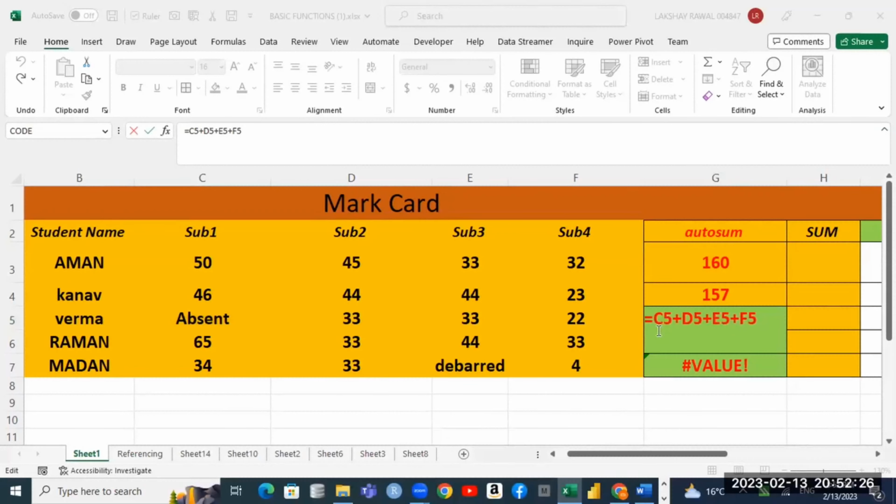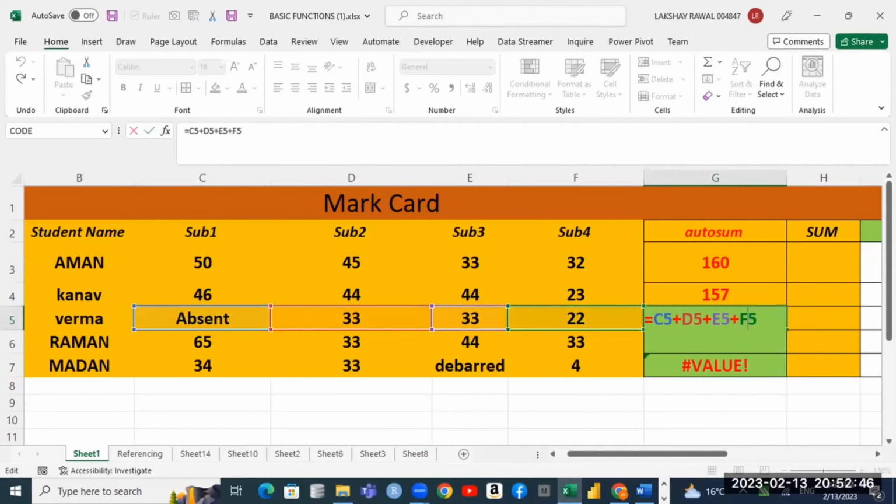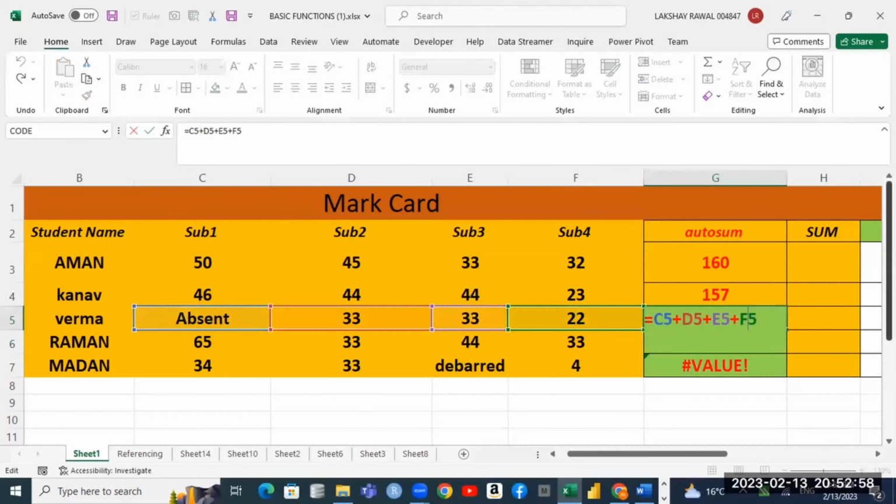Now, C5 plus D5 plus E5 plus F5. Now, it is actually in C5, I have absent. This will not ignore the text word. It may be text, it may be alphanumeric, it may be any other special character. So, this method is also not recommended. Why so? Because when the student is absent, instead of giving me the result of these three values, it is giving me an error. So that method is also not recommended.